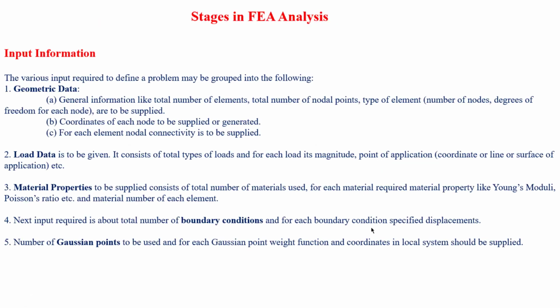Okay, now what are the stages in the FE analysis? So we have already gone through these things before, but here I'll explain in brief what all things will happen. So first thing, we need the input information, right? The geometrical data, in the sense the number of elements, nodal points, the element types which we are going to consider, isn't it? And then the coordinates of each node, and then we have the connectivity for those nodal points. These things we're going to define in the geometric data.